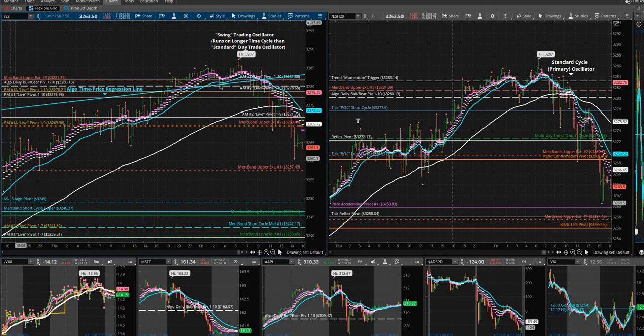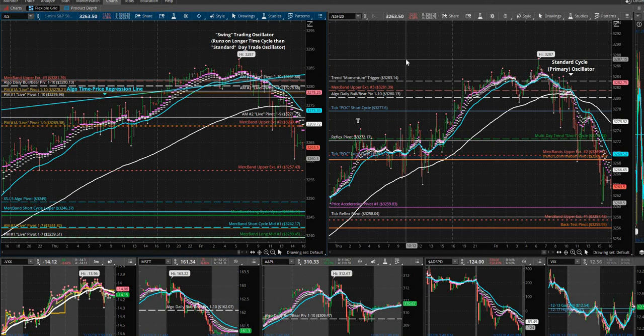The reason we run ES on this screen, the continuous contract, and the March contract here is two reasons. Number one, the time cycle that is running over here on this right screen. This is our standard cycle primary day trade oscillator. We also have longer term cycles for swing trading and even longer cycles for position trading. So we keep the standard day trading cycle on this side, the swing trading cycle on this side.